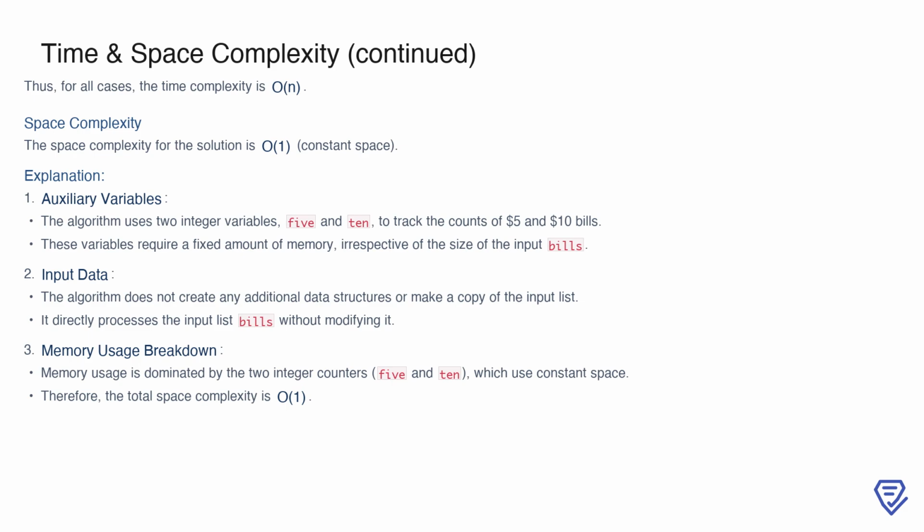Now that we've established that the time complexity is O(n) in all cases, let's examine the space complexity. The solution uses 2 integer variables, 5 and 10, to keep track of the counts of $5 and $10 bills. These variables require a fixed amount of memory, regardless of how many bills are in the input list. Importantly, the algorithm doesn't create any additional data structures or make a copy of the input. It processes the list bills directly, without modifying it. Because the memory usage is limited to the 2 integer counters, it remains constant no matter how large the input is. Therefore, the space complexity is O(1). This efficient use of space ensures the algorithm is optimized for memory as well as time.